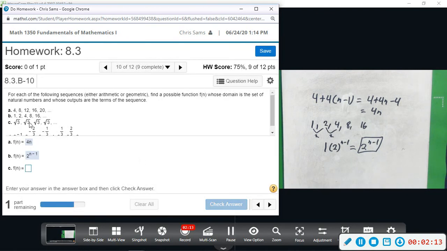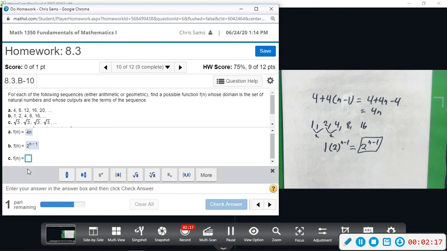C is the constant function. It's the same term all the way across. Okay. So that is our function, just the square root of 3, no matter what term we're on.